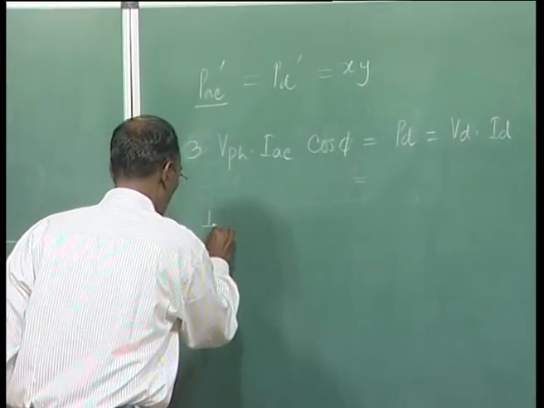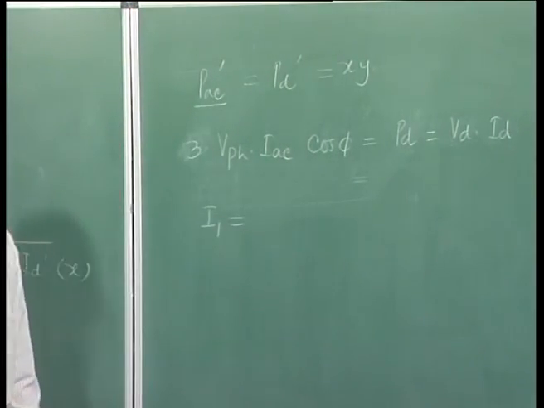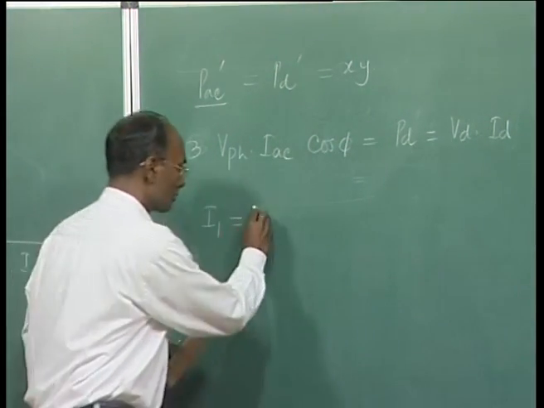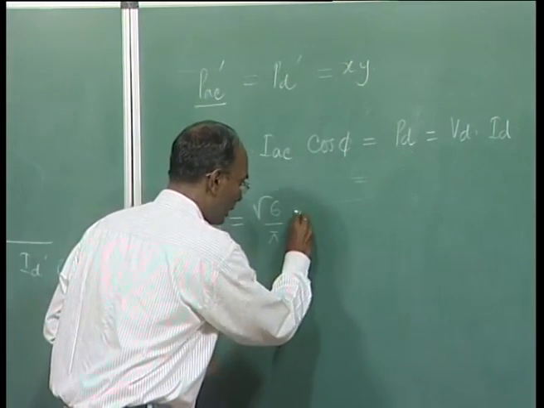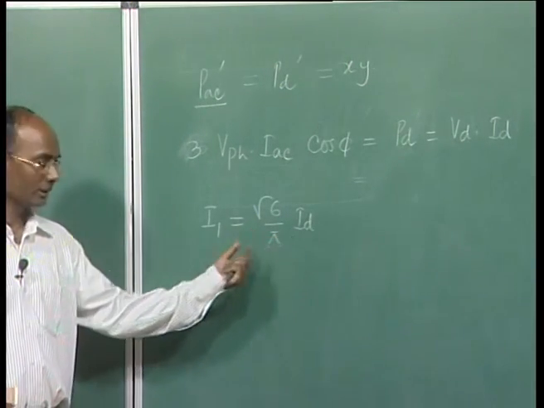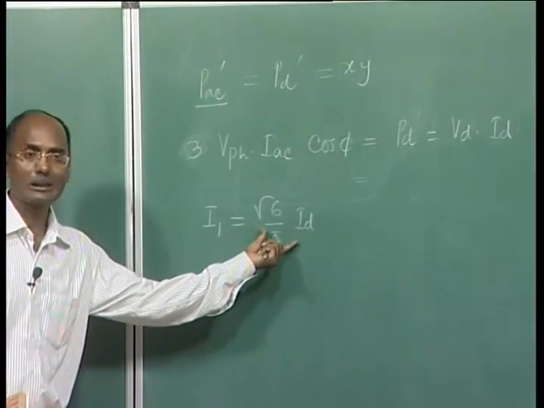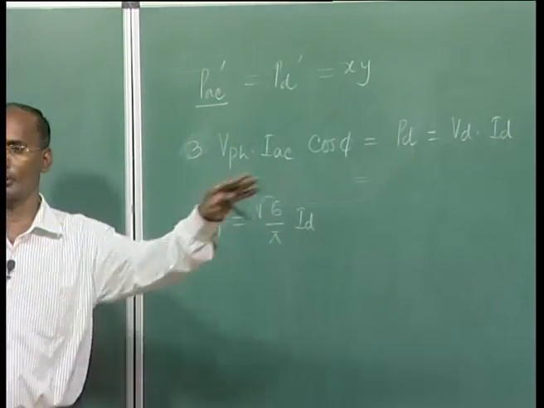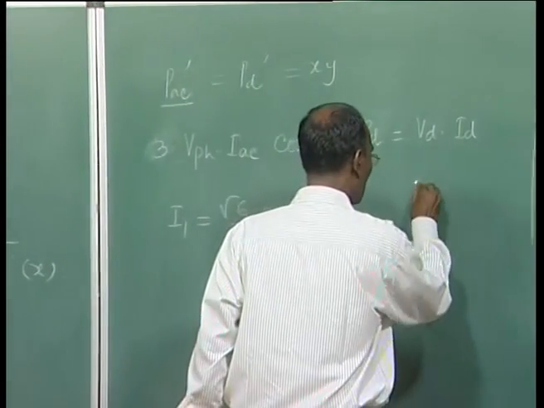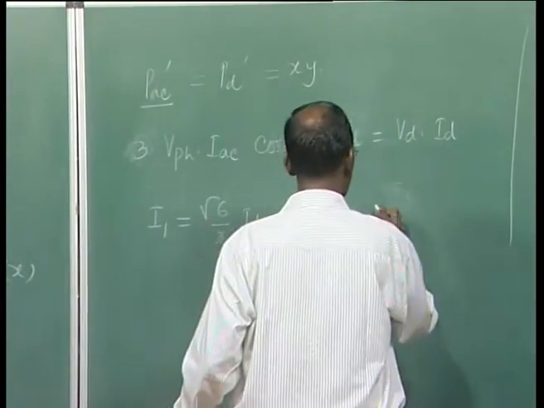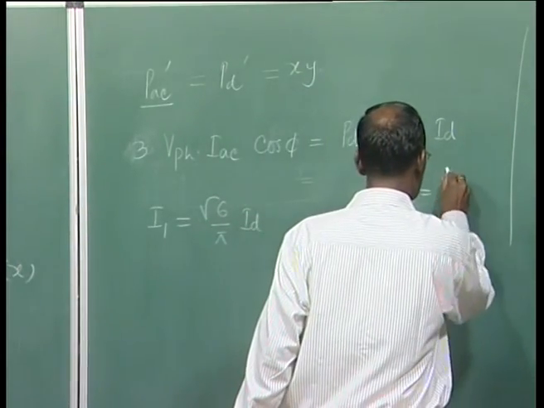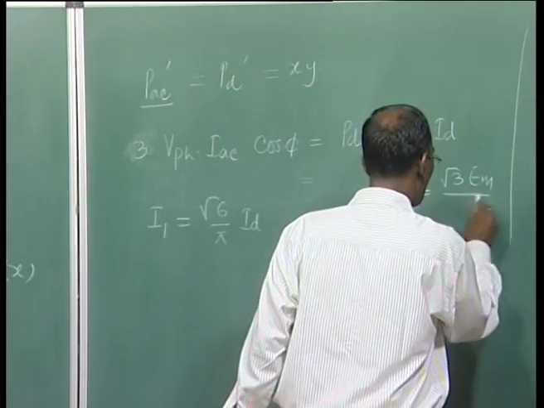Now you see this your I1 RMS is how much? We can derive from here already IAC. I1 we derived, it is under root 6 by pi into ID. We have derived this. This is the fundamental component of that 6 pulse converter current, here the DC current which is flowing in the link. Now your ID prime, this IS3, what is this your IS3? It is root 3 EM upon twice omega L.